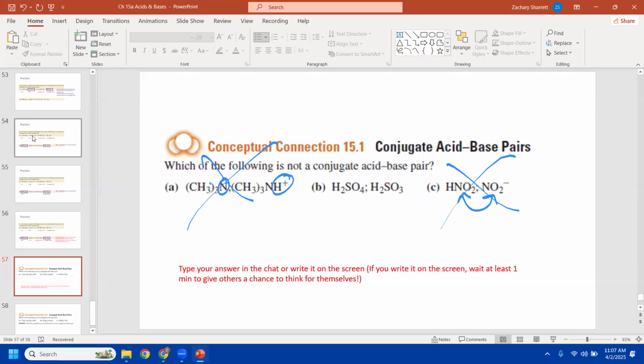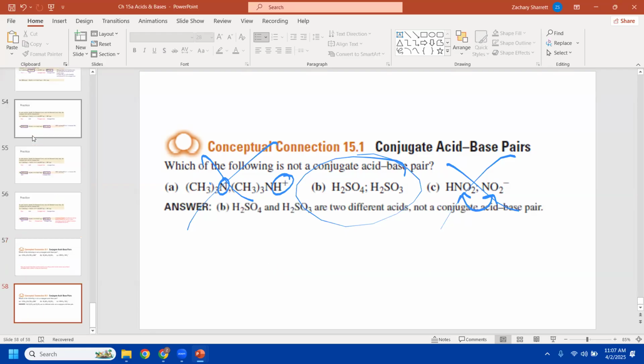Middle, B. So those two things are separated by an O. So that is not a conjugate acid base pair. Okay, so the answer is B in this case. The H2SO4 are both acids and they're not conjugate acid base pairs. Any questions on this? So like I said, this was our review from the lab.